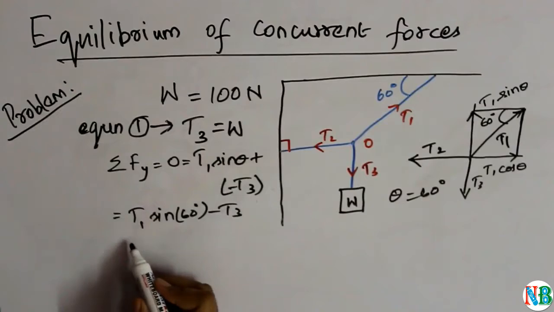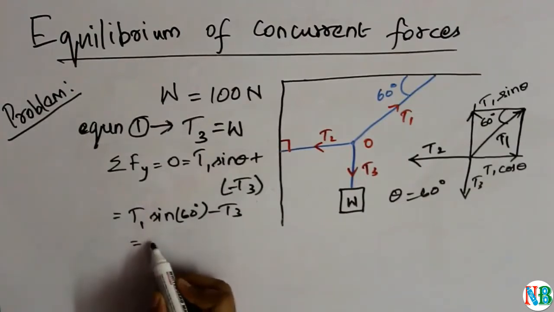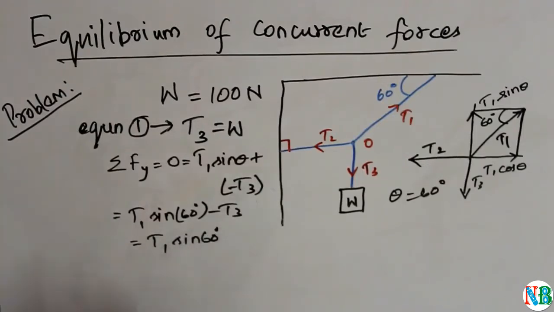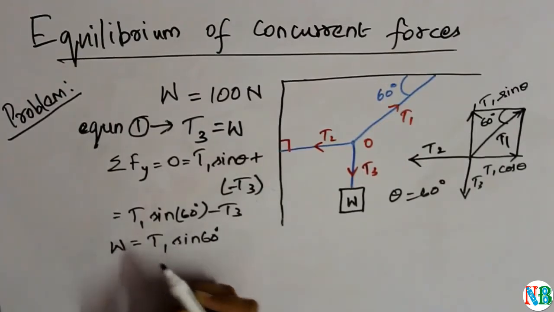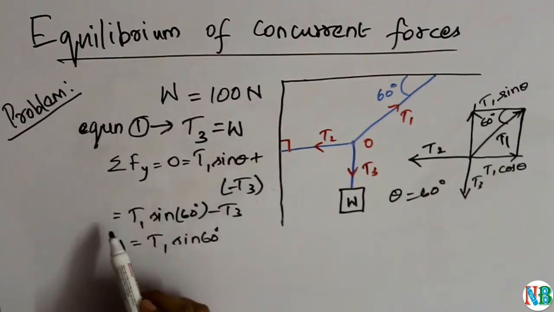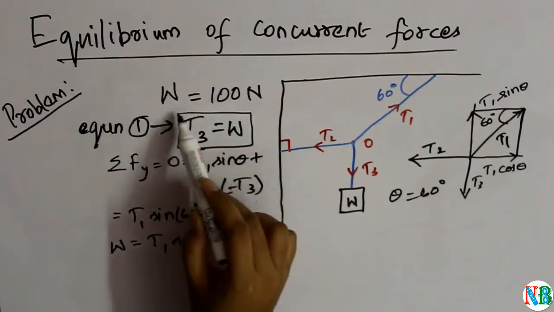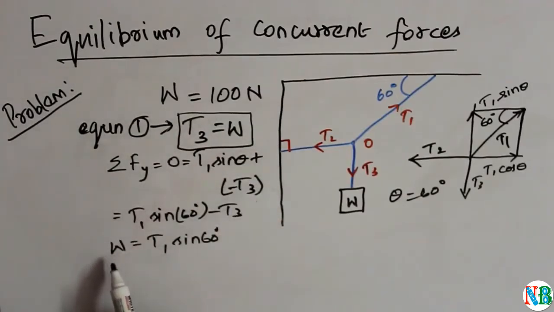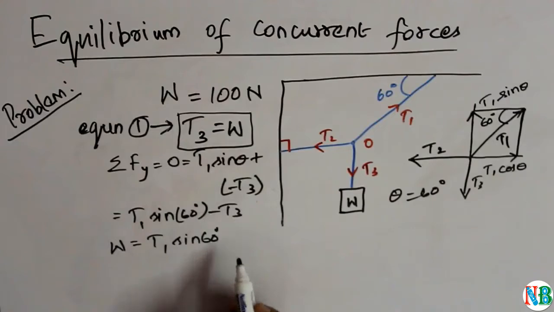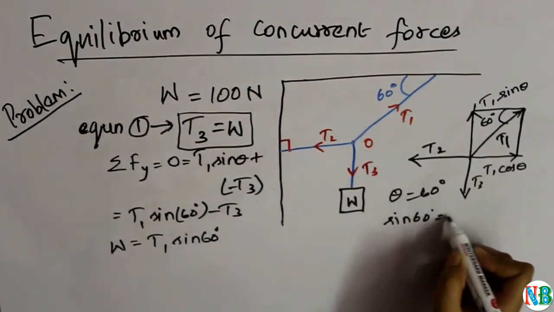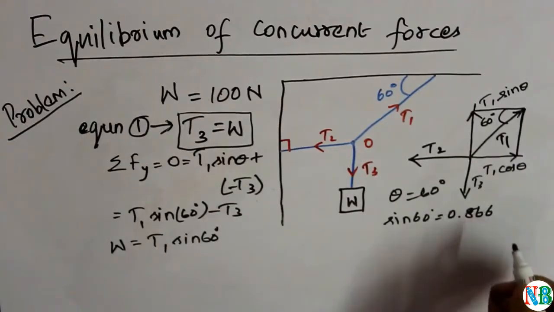Here we substitute the value of T3, we get W. If T3 goes to this side, then it will be positive, and according to equation number 1, T3 is equal to W. So W is equal to T1 sine 60 degrees, and sine 60 degrees is equal to 0.866.